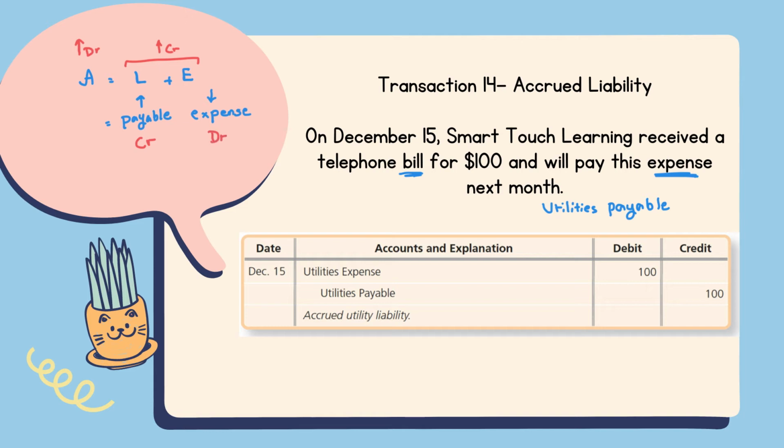As we said before, we need to start with the debit account, so utilities expense in the debit, and the credit side you're gonna leave a space, then utilities payable.